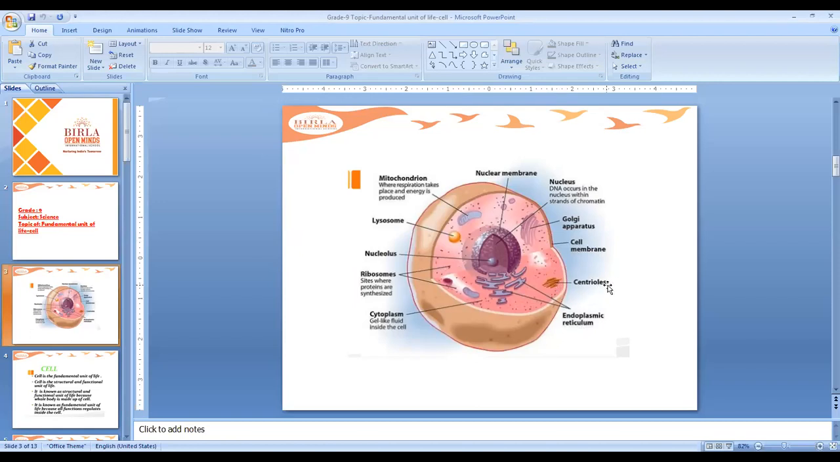Children, there is a difference between the plant cell and animal cell. Can you name a few differences between plant and animal cells? What are the organelles which are there in the plant cell and which are not present in the animal cell? Ma'am, large vacuole is present, ma'am. Yes, good. And a few more organelles which are there in plant cell but not in animal cell. Ma'am, cell wall. Yes, cell wall is present in plant cell. Good. And a few more differences.